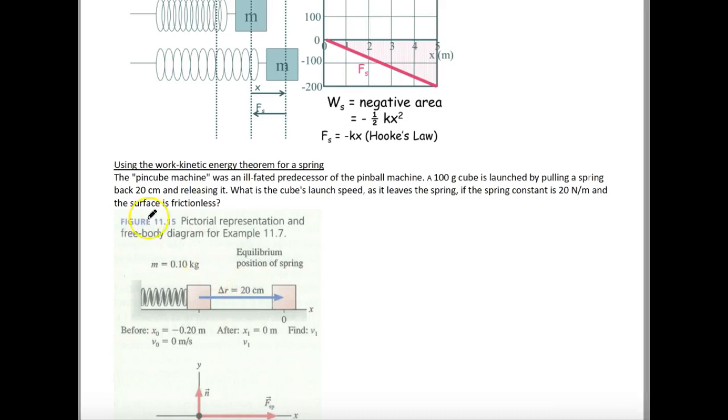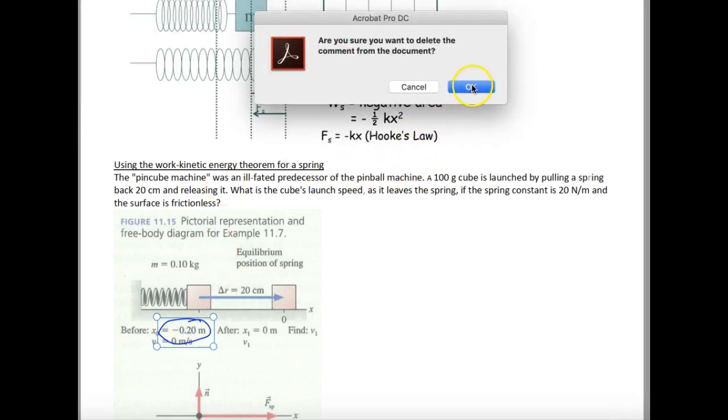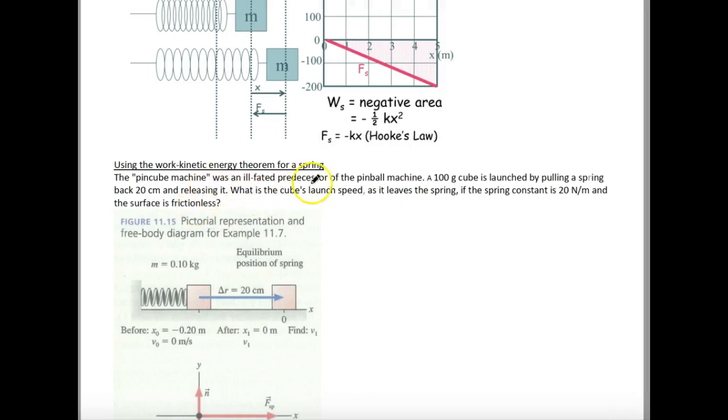It's launched by pulling a spring back 20 centimeters. So notice that this stretch is negative 20. What we want to know is the launch speed as it leaves the spring if the spring constant is 20 and the surface is frictionless. So this is allowed to continue to travel.